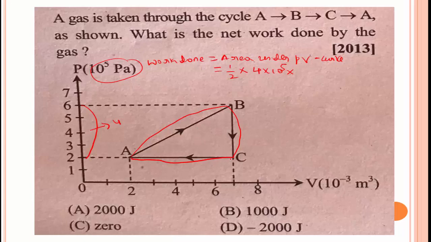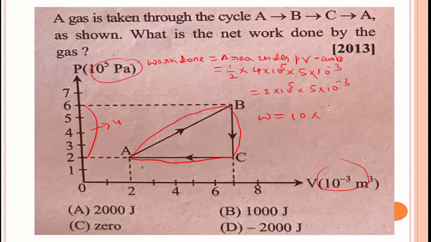Then the base, here this is 7 minus 2, which is 5, in the order of 10 to the power of minus 3. So 5 into 10 to the power of minus 3. We get 1 by 2 into 4, that is 2. 2 into 10 to the power of 5 into 5 into 10 to the power of minus 3. Then 5 into 2 is 10. 10 into 10 to the power of 5 minus 3.